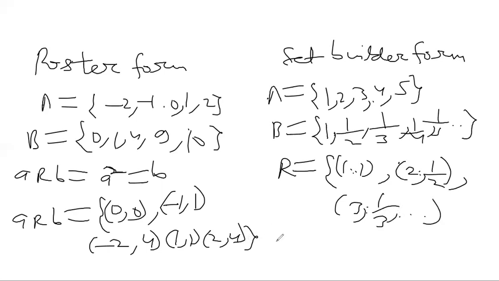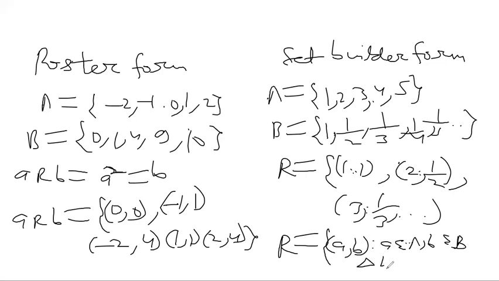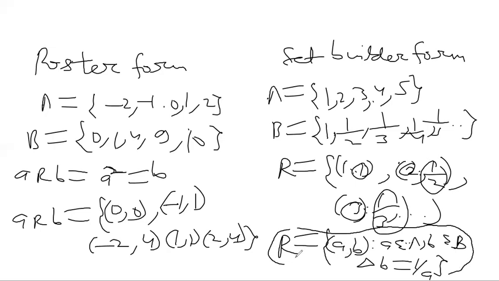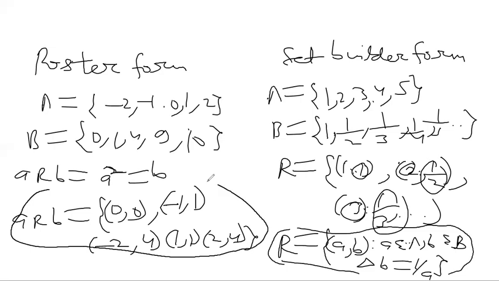So how can you describe it? We will write R is equal to {(a, b) such that a is an element of A, b is an element of B, and b is equal to 1/a}. Here see, this is 1 by this one, this is 1 by this one, this is 1 by this one. So you can write it in this form. So this is called set builder form, and this is called roster form. So I think this thing is also clear to you.